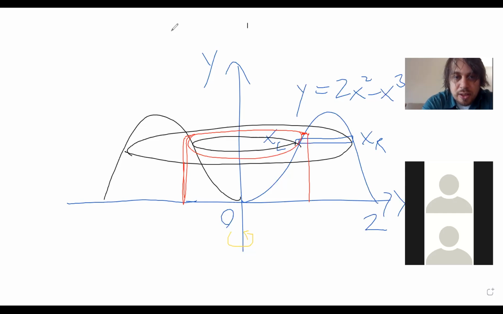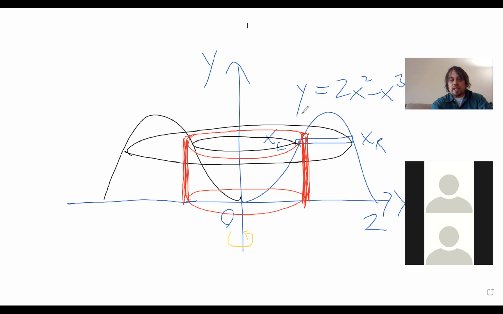Now there's going to be a little bit of a thickness to this cylindrical shell. Okay, so it's like if you took a vertical rectangle in this region and you rotate it around, then you would get this cylindrical shell.